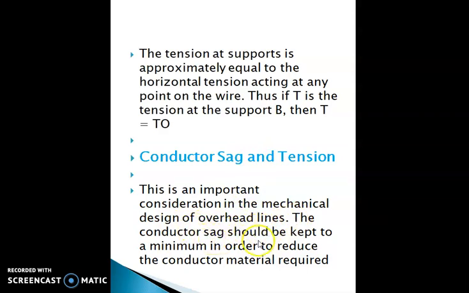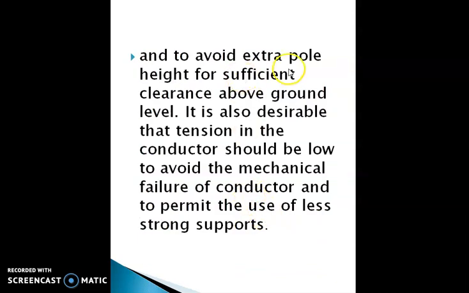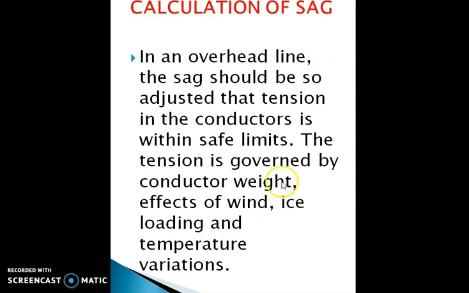The conductor sag should be kept to a minimum in order to reduce the conductor material required, and to avoid extra pole height for sufficient clearance above the ground level. It is also desirable that tension in the conductor should be low to avoid mechanical failure of the conductor and to permit the use of less strong supports.